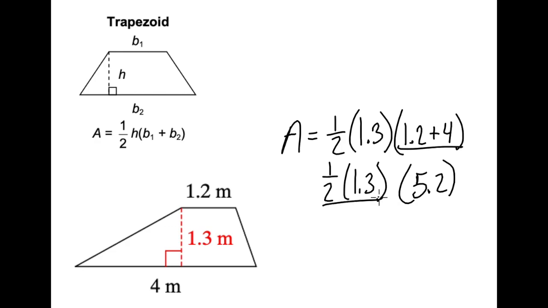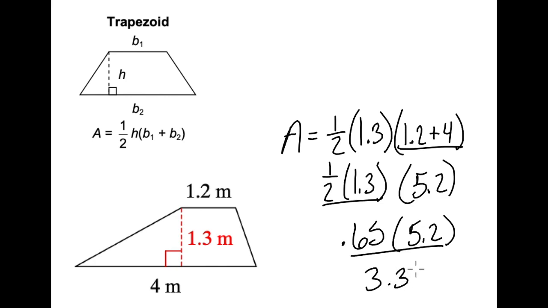When we multiply 1/2 by 1 3/10, we get 65/100, and we'll multiply that by 5 2/10. When we multiply it by 5 2/10, we are left with 3 38/100, and that is meters squared for our area.